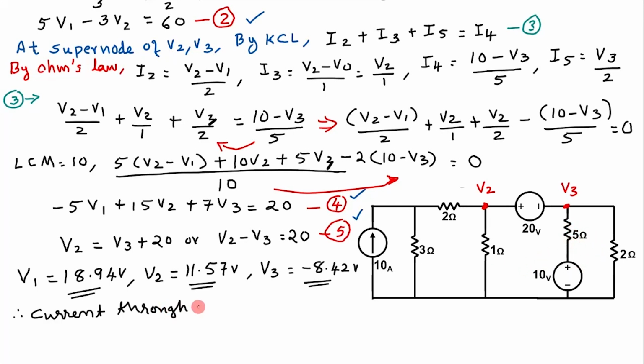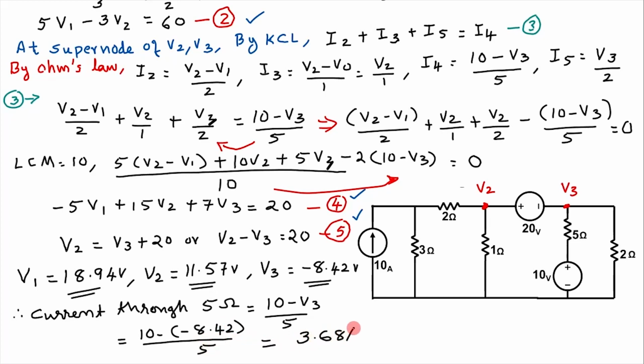We are asked to find the current through this 5 ohm resistance. Current through 5 ohm resistance is equal to 10 minus V3 divided by 5. V3 we have found as minus 8.42 volt. So this becomes 10 minus of minus 8.42 divided by 5, which is equal to 3.68 ampere.